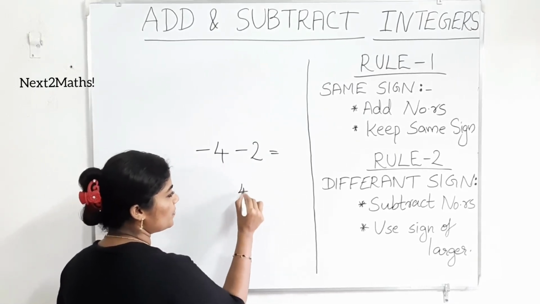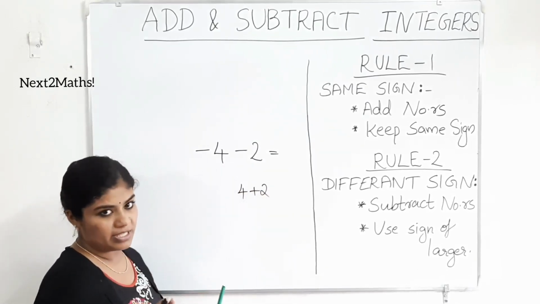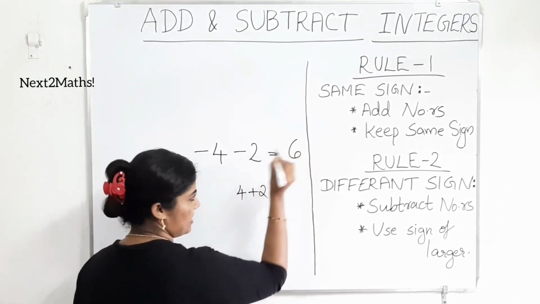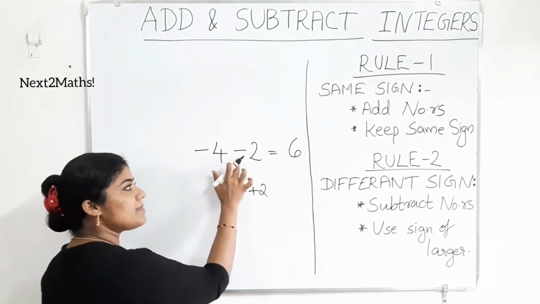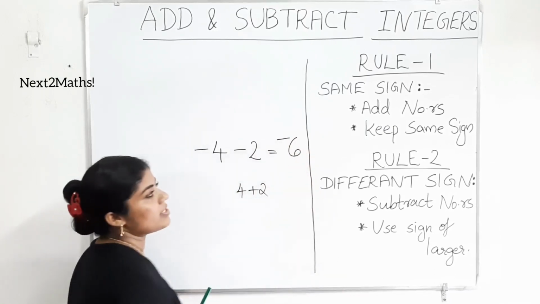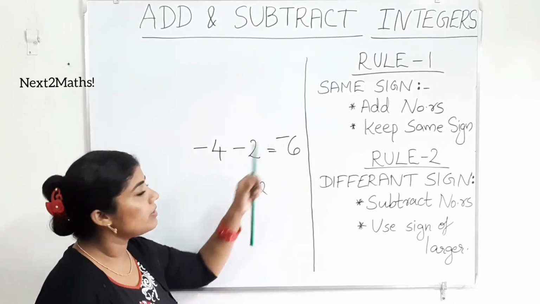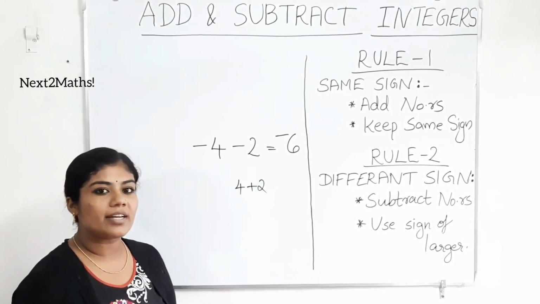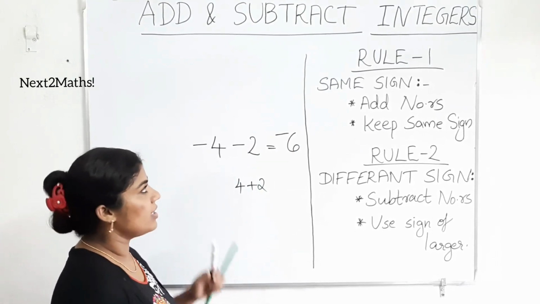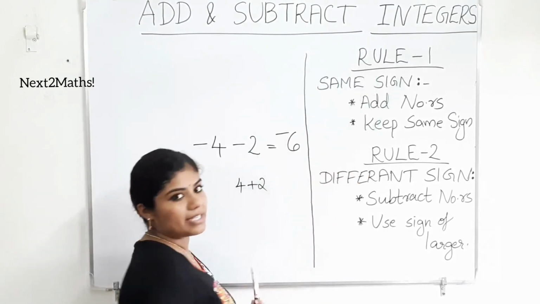So 4 plus 2. Just add both the numbers, 4 plus 2, and you get 6. That 6 you write, and the same sign you write here. So what is the answer? The answer is minus 6, with the same sign.